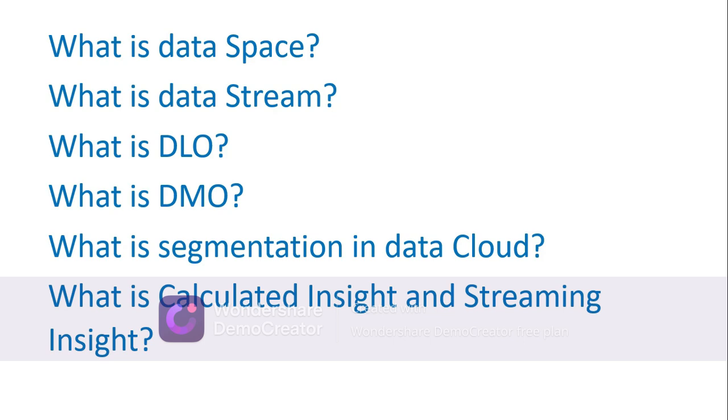Then what is DLO? DLO is nothing but a data lake object. In Data Cloud, whenever you load the data, by default it will create some data lake objects. With the help of the fields we have given, it will create the fields, and it will create the records for that. It will load the fields as well as the records in the data lake object that is used by Data Cloud.